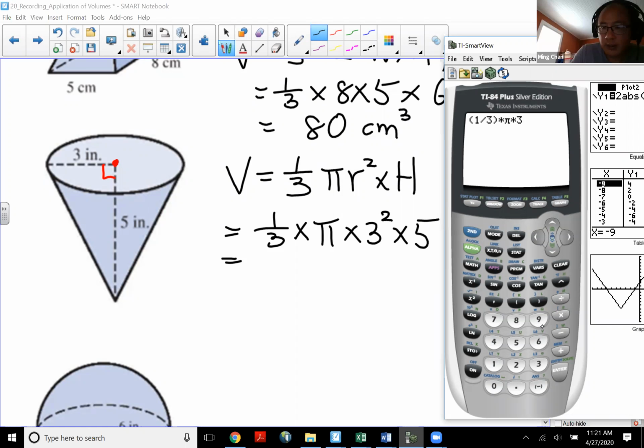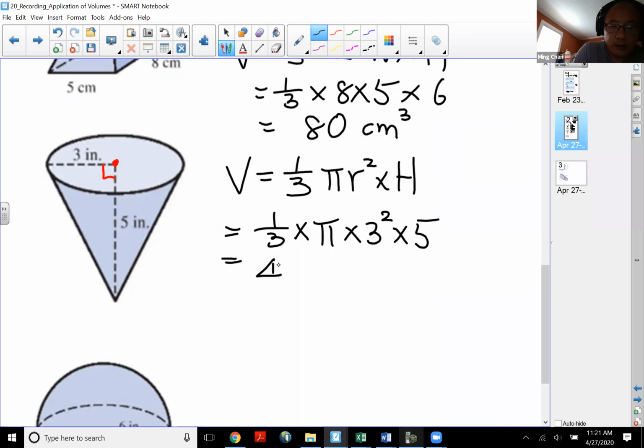Times 3 squared times 5. Okay. 47.12 cubic inches.